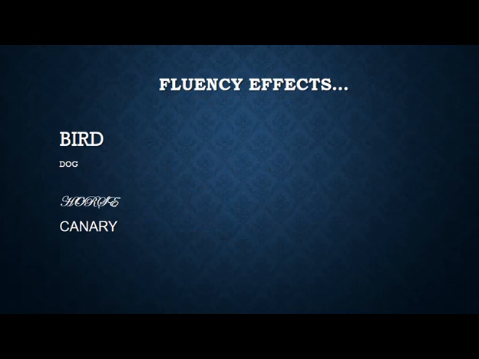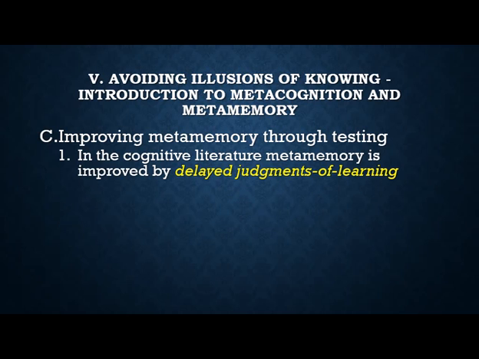So how do we improve meta-memory? Well, usually through testing. So in the cognitive literature, we actually can show your memory's improved by doing what we call a delayed judgment of learning. In delayed judgment of learning, rather than asking you how likely are you to remember something later, we say, now that thing we asked you that you studied earlier, you're going to have a memory test here in a minute. How likely are you to remember it? Sounds complicated. Usually we do this with word pairs. So we're presented the word dog. How likely are you to remember the word that came along with it?